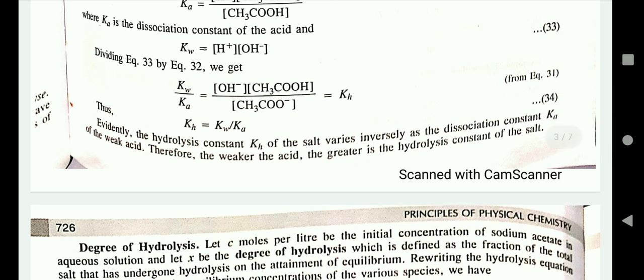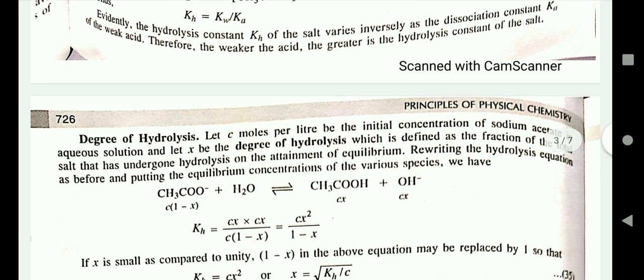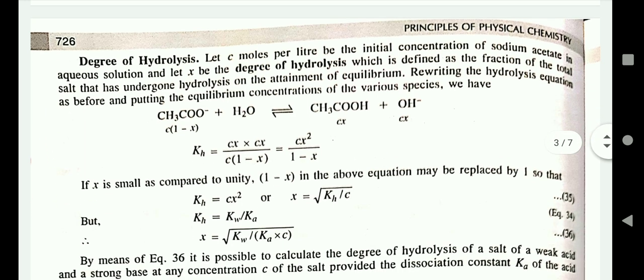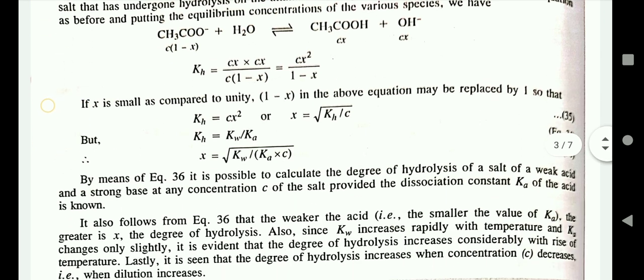The hydrolysis constant KH of the salt varies inversely as the dissociation constant Ka of the weak acid. The weaker the acid, the greater is the hydrolysis constant of the salt. Degree of hydrolysis. Let C moles per liter be the initial concentration of sodium acetate in the aqueous solution. Let X be the degree of hydrolysis, which is defined as the fraction of the total salt that has undergone hydrolysis on the attainment of equilibrium.